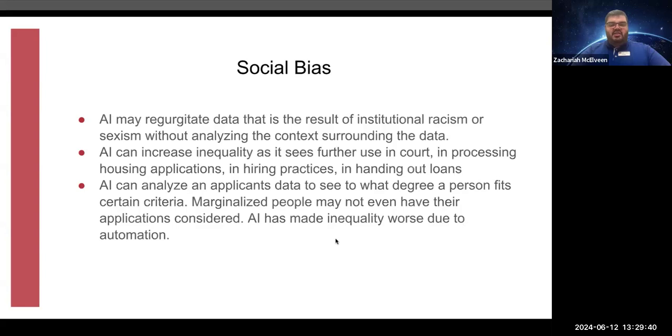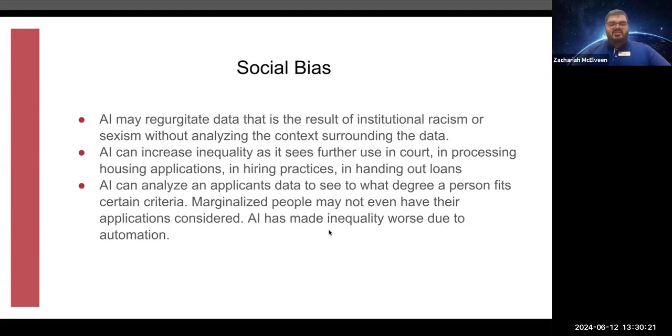AI may regurgitate data as the result of institutional racism or sexism without analyzing the context around that data. So if data is a reflection of some kind of institutional bias, the AI is not taking that into account. It's just taking the data. AI can increase inequality as it sees use in court, processing housing applications, in hiring practices, and in handing out loans. And so what we've essentially been able to do, even if it's not necessarily intentional, is take that bias and automate it. We've automated these societal biases.